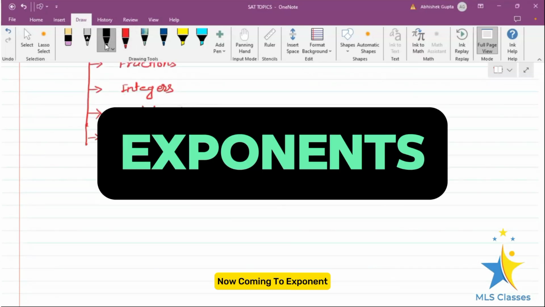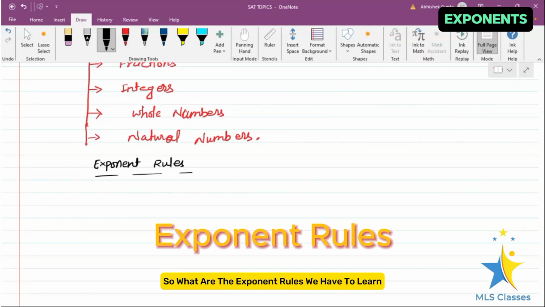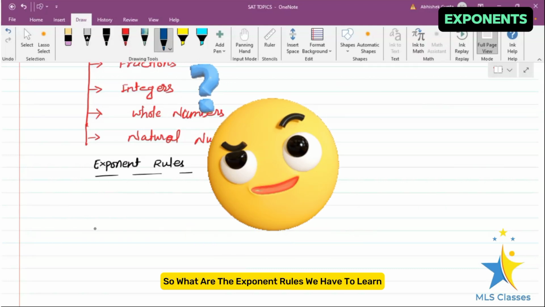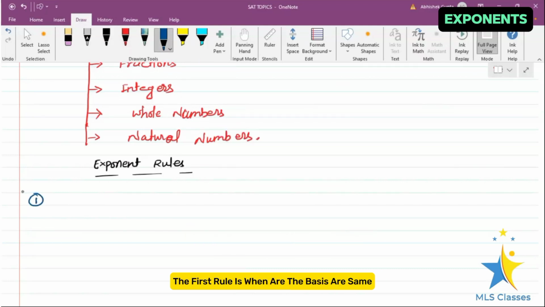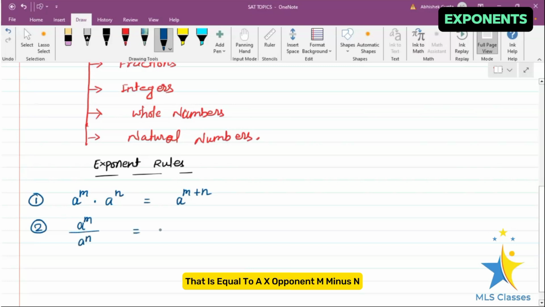Now coming to exponents. In exponents basically we have to learn exponent rules. The first rule is when the bases are the same but the exponents are different: a to the exponent m times a to the exponent n can be written as a to the exponent m plus n. Similarly, number 2, a exponent m over a exponent n is equal to a exponent m minus n. Number 3, a exponent m to the exponent n is a to the power m times n.